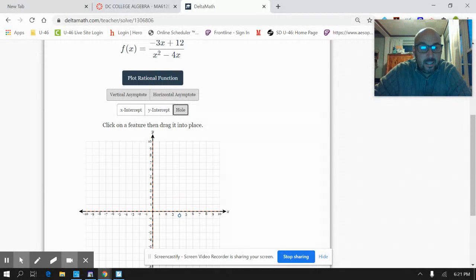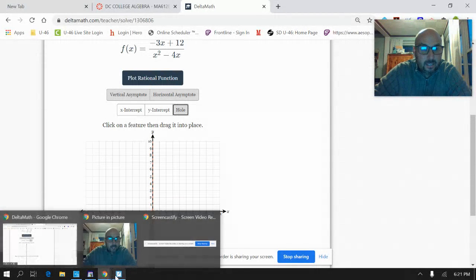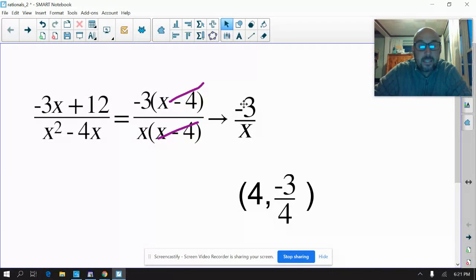X-intercept, is there an x value that makes the numerator 0? No, the numerator is -3. There is no x value that makes -3 0. -3 is just going to be -3. Way over here, if x is 4, then the numerator is 0. You see this? If x is 4, the numerator is 0. But remember, 4 can't be an x-intercept because 4 was the hole.